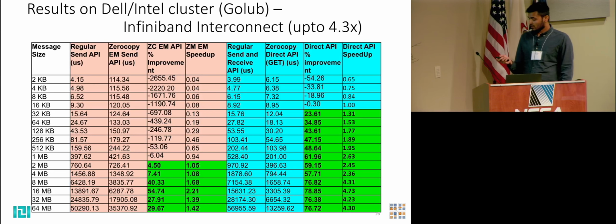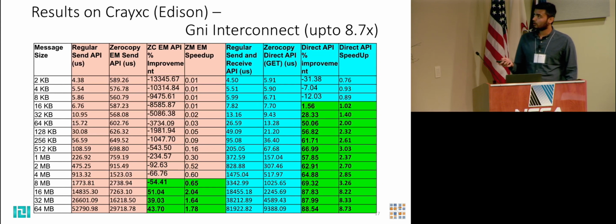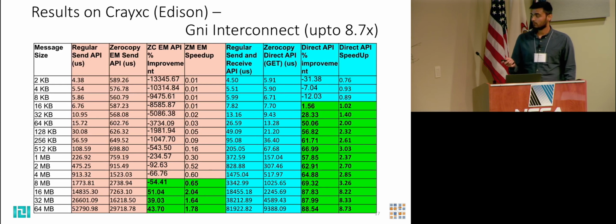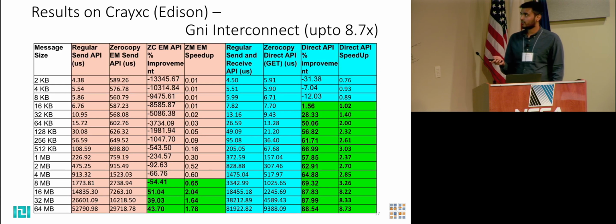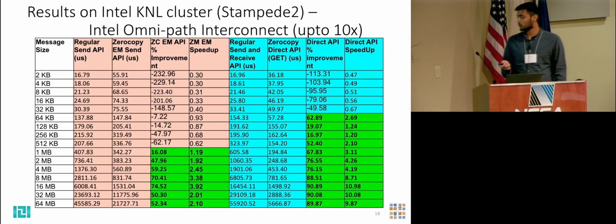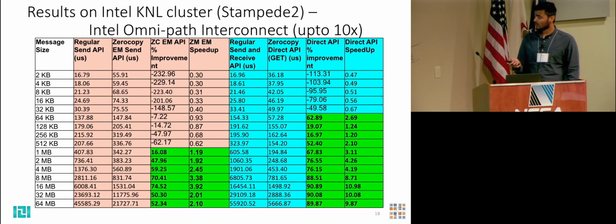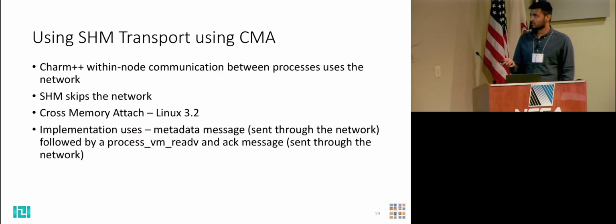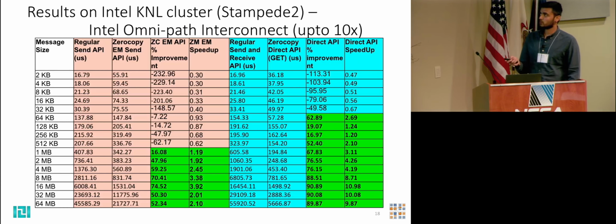Moving on to Cray XE, we got performance gains of up to 8x, which was significant, with the direct API. And on the Intel KNL cluster Stampede 2, with the direct API we got almost 10x to 11x. So those were the results.